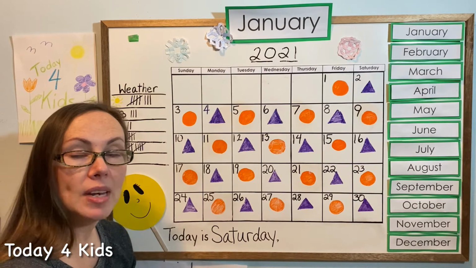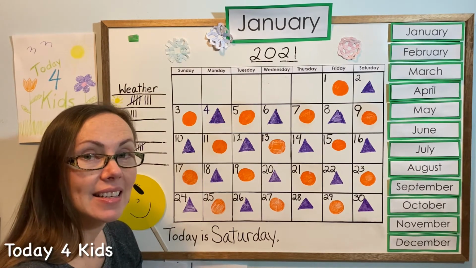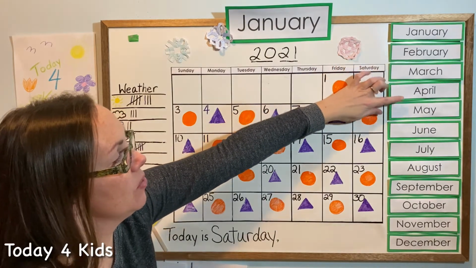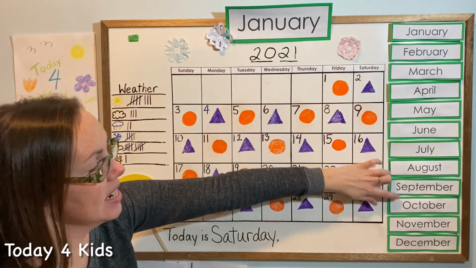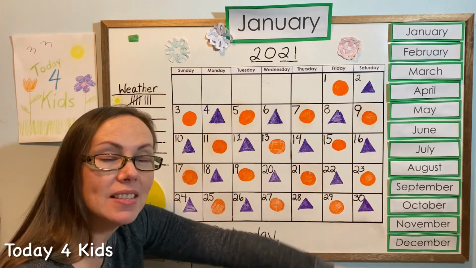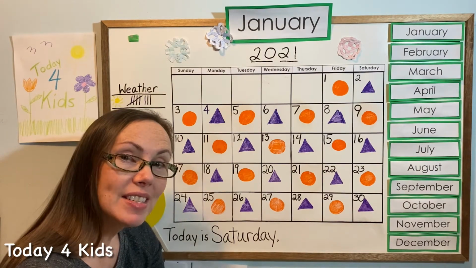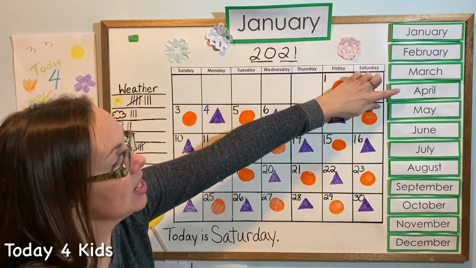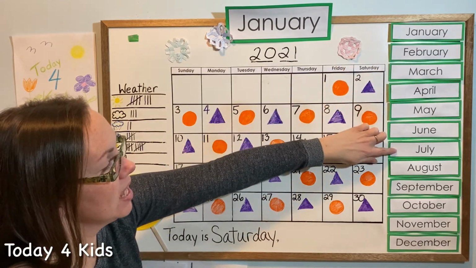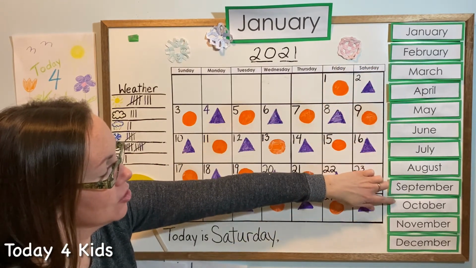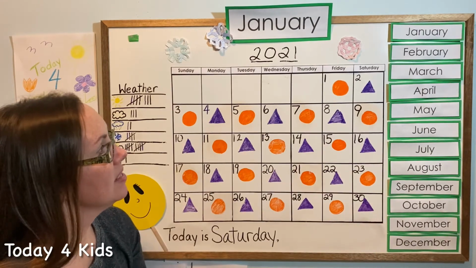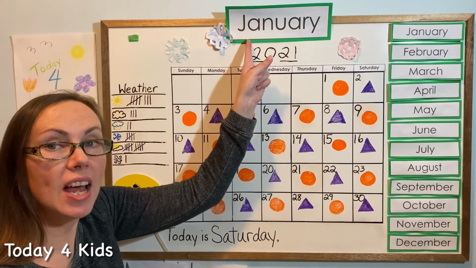Do you remember how many months are in the year? Let's see if you're correct. Count with me. 1, 2, 3, 4, 5, 6, 7, 8, 9, 10, 11, 12 months in the year. Do you remember how to say them? Let's say them together. January, February, March, and April, May, June, July, August, September, October, November, December. So there's 12 months in the year, and we are in January.